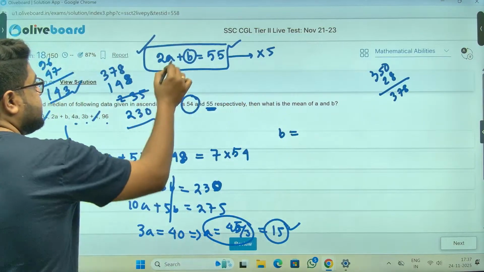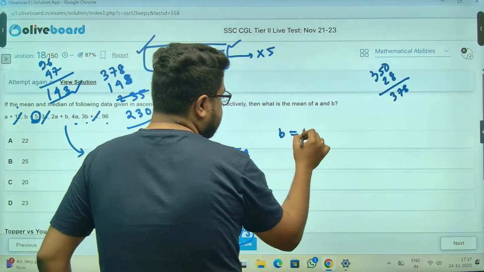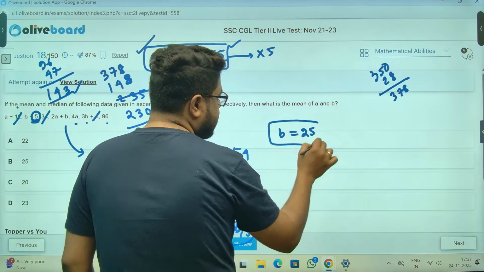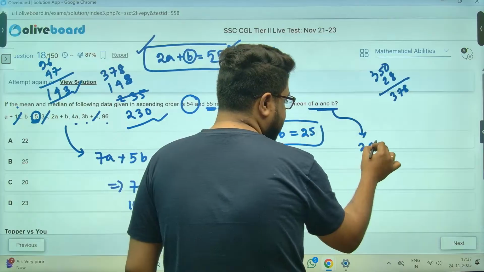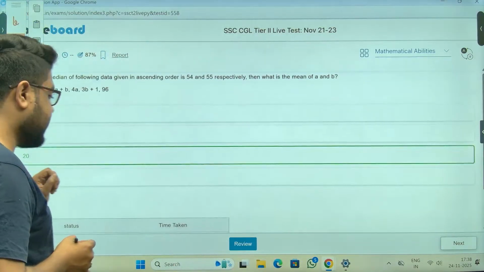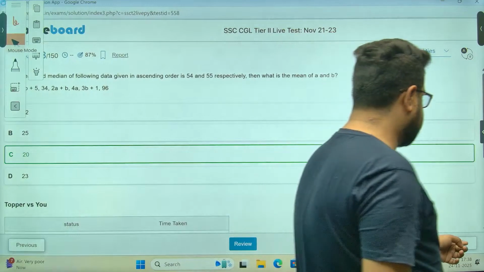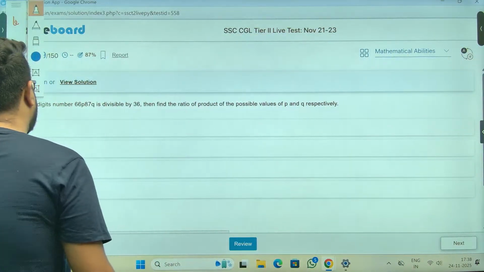My mistake. चलो इधर से कर लेते हैं. 55 minus 15 is 30. 30 means 25. So mean of A and B. 15 and 25 का mean is 20. No need of calculation for that. देखो मैंने एक गलती कर दिया था. Option C is most definitely your correct answer, sir.